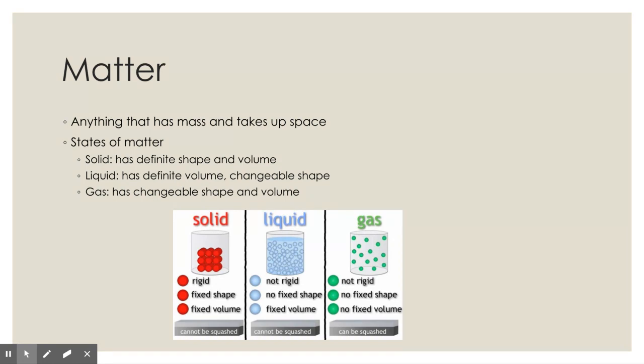And then a gas has a changeable shape and a changeable volume. So if you put a gas in a container, you can squish it. And gases are not rigid, they don't have a fixed shape, and they don't have a fixed volume. And just in your everyday life, the air that is around you, that's gas, right? So again, our states of matter that we are going to focus on are solids, liquids, and gases.